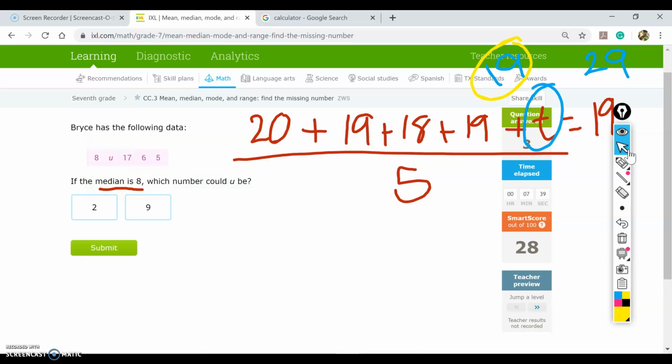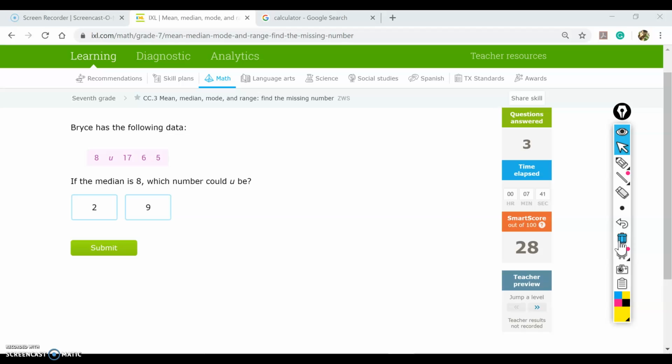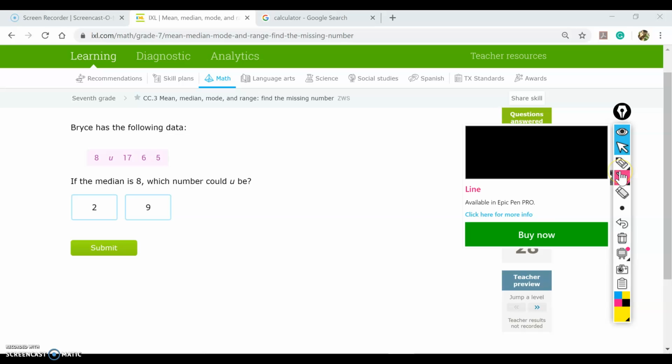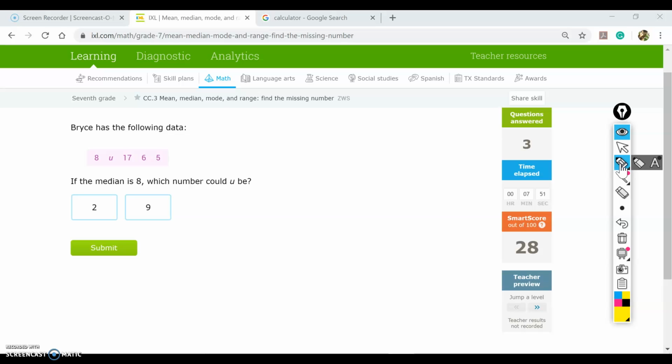Now let's do this one here. Bryce has the following data: 8, U, 17, 6, and 5. If the median is 8, so here we go, they're asking us for the median. The median is whatever number is right in the middle when the numbers are in order. Which number could U be? So 8 is the median. That means that this number here is the one that is going to be in the middle, so I put it in the middle, right?